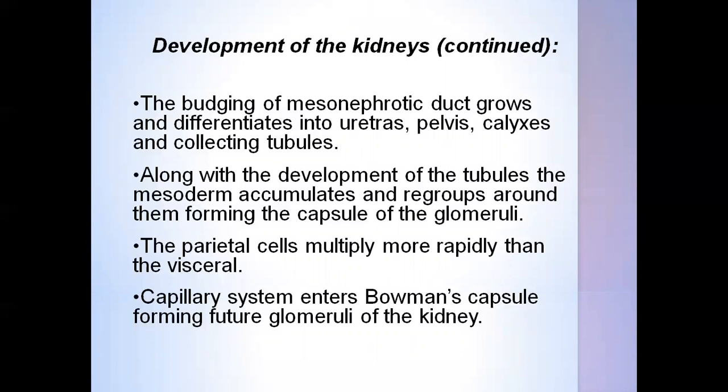So, development of the kidney. Again, the budding of the mesonephric duct grows and differentiates into ureters, calyces, and connecting tubules. Along with the development of the tubules, the mesoderm accumulates and regroups around them, forming the capsules of the glomeruli. And the parenchymal cells multiply more rapidly than visceral. Capillary systems enter Bowman capsules, forming the future glomeruli of the kidney.